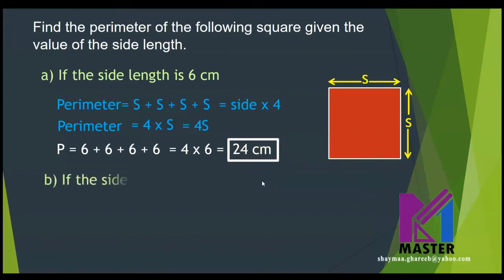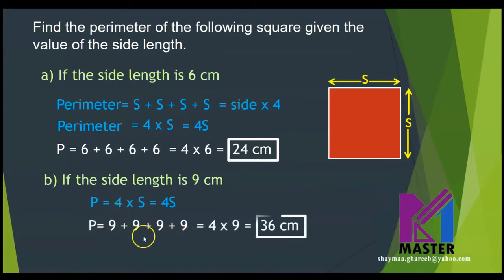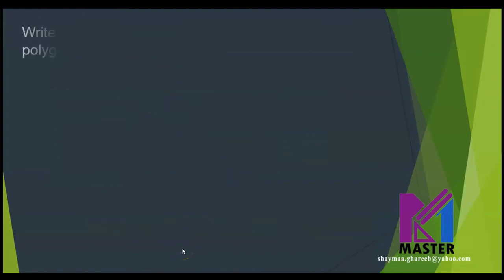Okay, another question. Now, if the side length is 9 centimeters, we are also going to calculate the perimeter. Exactly the same way. We can find the perimeter by multiplying the side by 4 or by adding the 4 sides together. So 9 plus 9 plus 9 plus 9, or 4 times 9 equals 36 centimeters. And don't forget to write the unit in this type of question. Is this clear? How can I use this to find the perimeter of a shape?